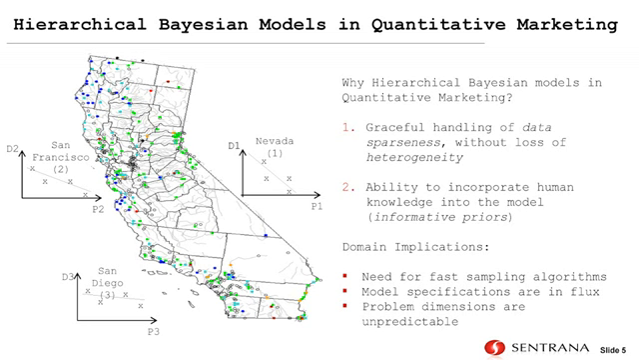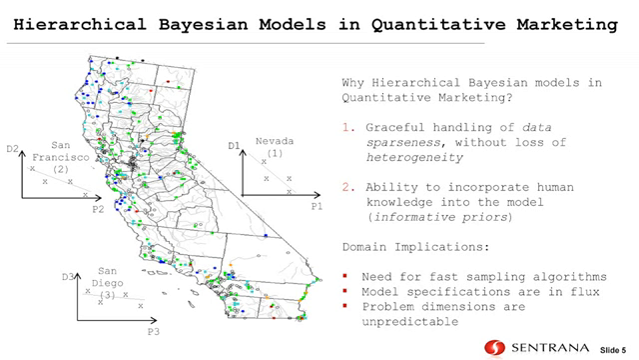And the theory behind HB models is DAGs, or directed acyclic graphs, where you set up a causal relationship between variables, and each node reflects the conditional probability of the child node dependent on all its parent nodes. So there's a good amount of theory behind this. But what we care about for this talk is that we use HB for handling data sparseness without loss of heterogeneity. And we can also incorporate human knowledge in the form of informative priors into the model.